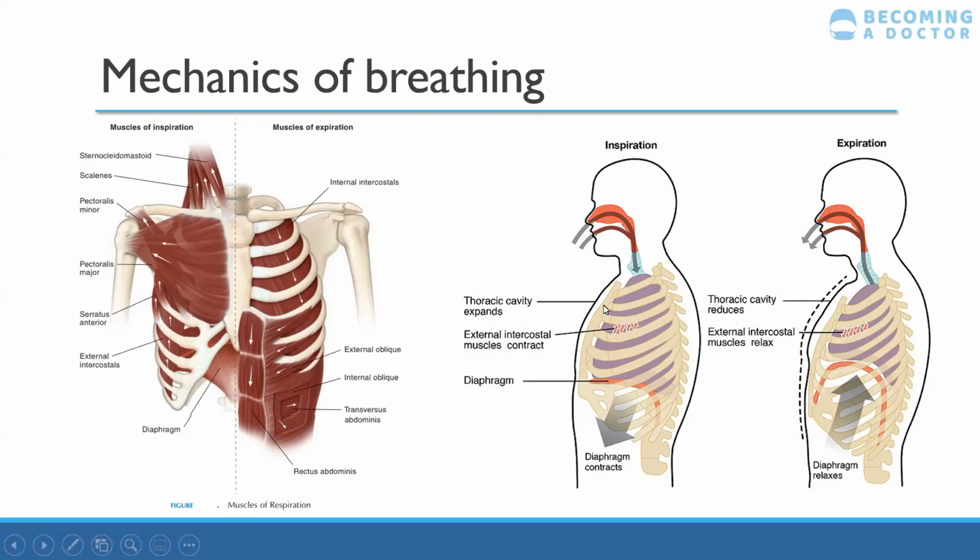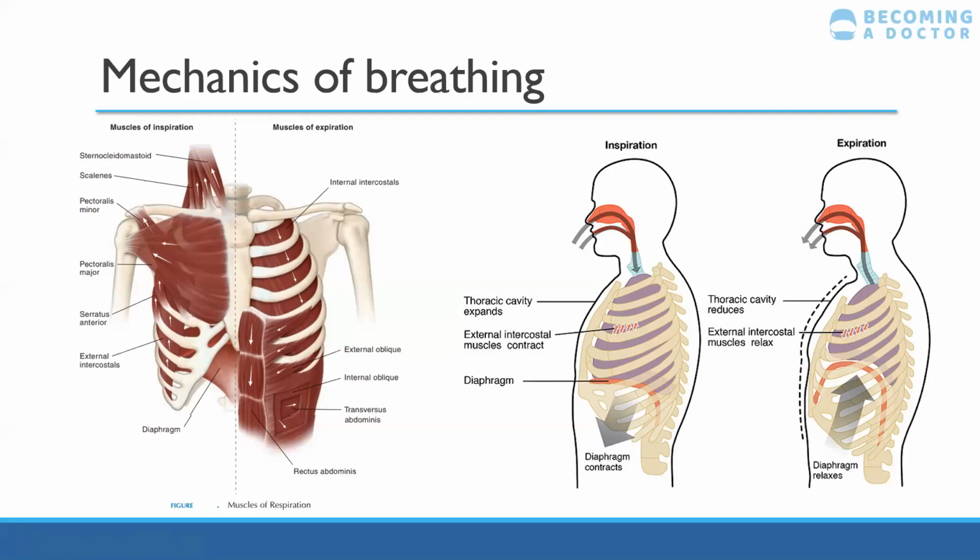So the inner lining of the thoracic cavity and the outer edge of the lung, the space in between those two is called the pulmonary pleural space, and that's filled with pleural fluid. And that fluid creates surface tension between the lung and the inner thoracic cavity. And that means that the lung adheres to the inner lining of the thoracic cavity, which means when the thoracic cavity expands, the lung expands with it. And when it reduces in size, so does the lung.